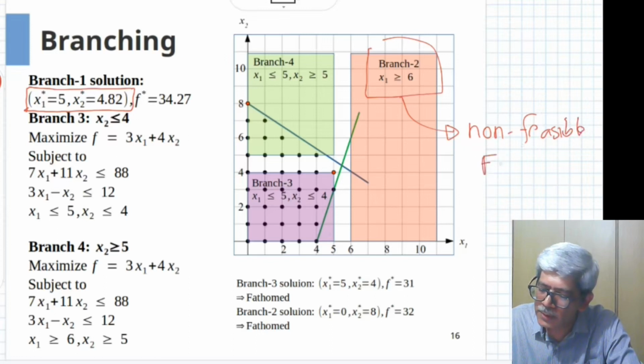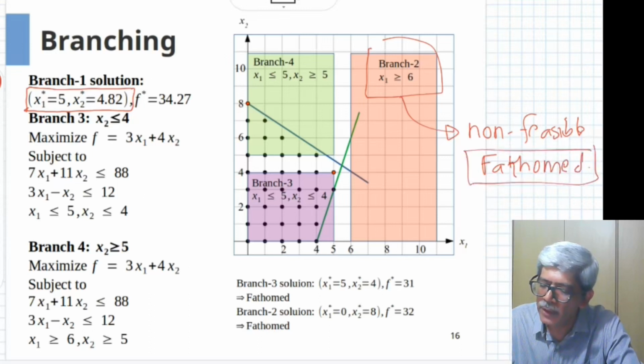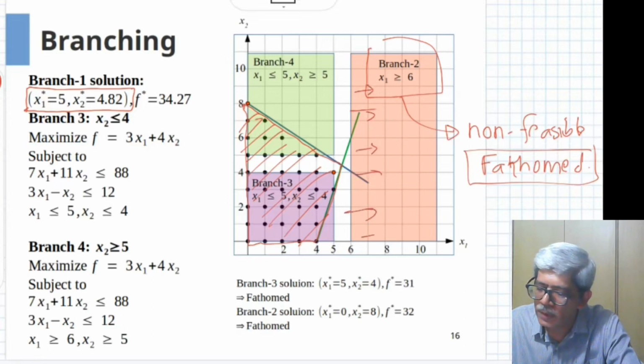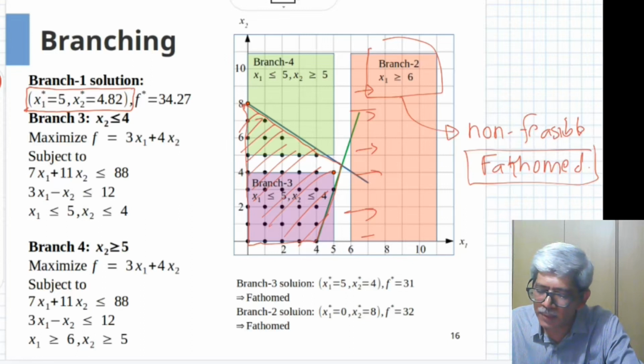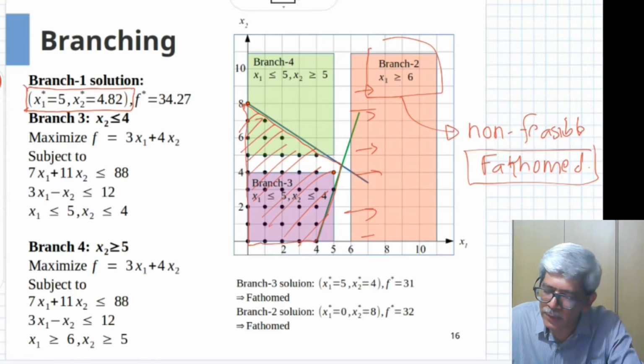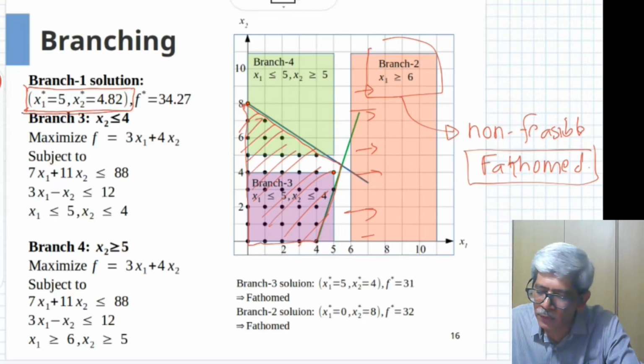Branch 2 is fathomed because it does not have any feasible solution, because it is lying to the right of both the constraints. Our feasible region is given as shown here, whereas the region covered by branch 2 is exclusive of the one which is given, and hence you have to discard it. Whereas the other branch, branch 1, has a solution, given by the value x1 equal to 5 and x2 equal to 4.82.